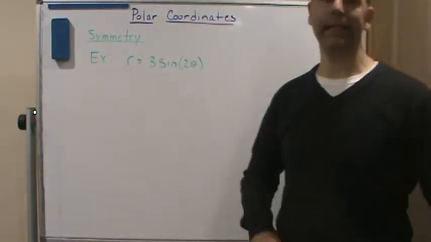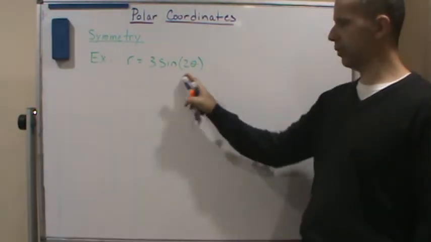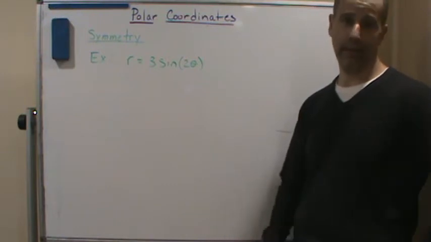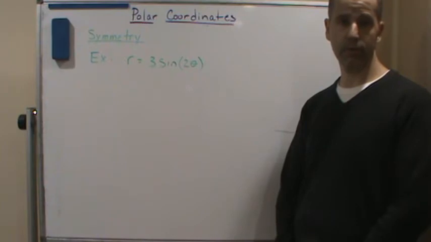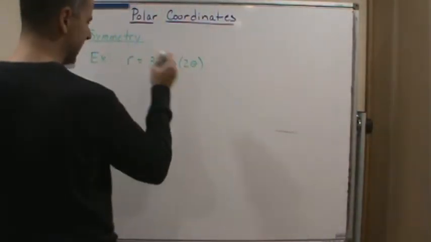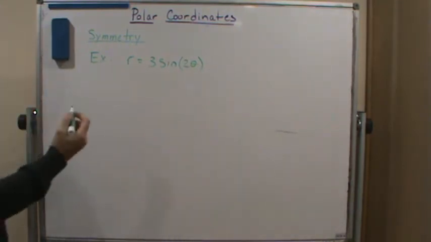Okay, so here is our example. So we've got this equation, and we want to test what kind of symmetry it has. So let's first test to see if it's symmetric with respect to the polar axis. In order to do that, we're going to replace theta with the opposite of theta, or negative theta.